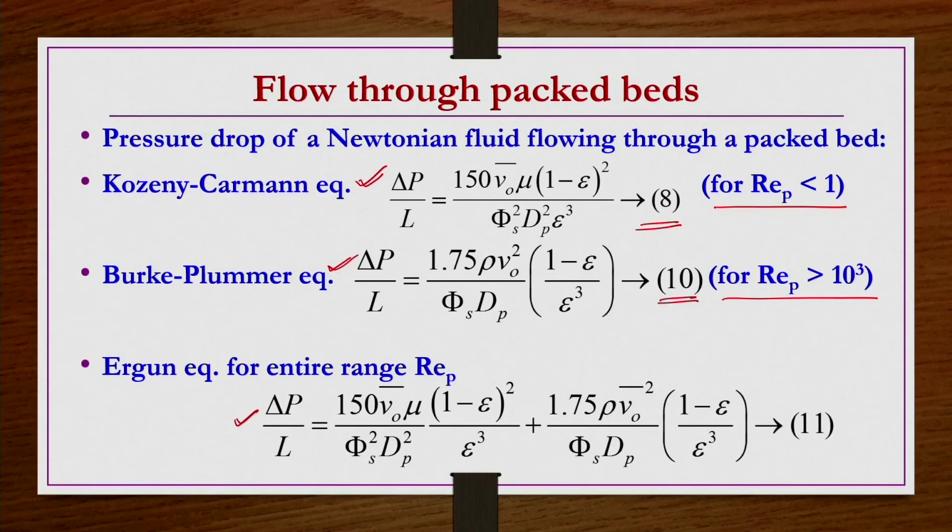We found that if we add together these two individual contributions, then the resulting pressure drop is suitable for the entire range of Reynolds number, from small Reynolds number to large Reynolds number. This is Ergun's equation, which is valid for all ranges of Reynolds number, encompassing the small to the large Reynolds number range.